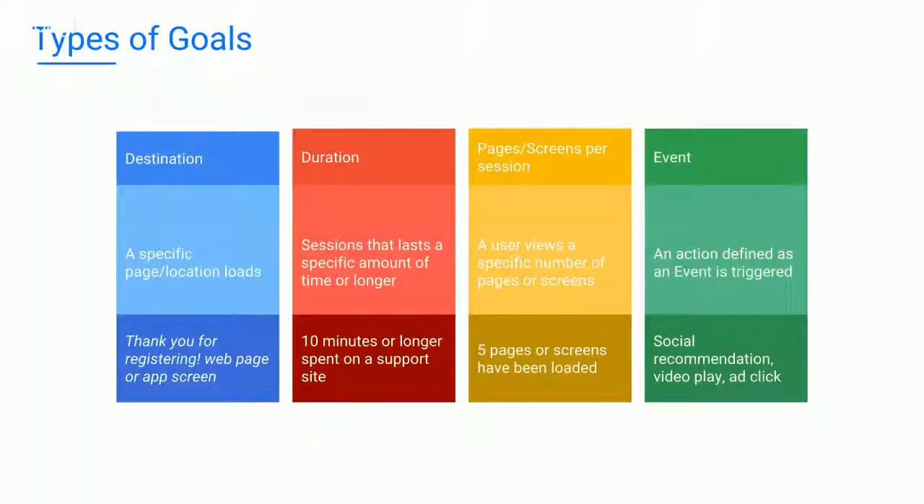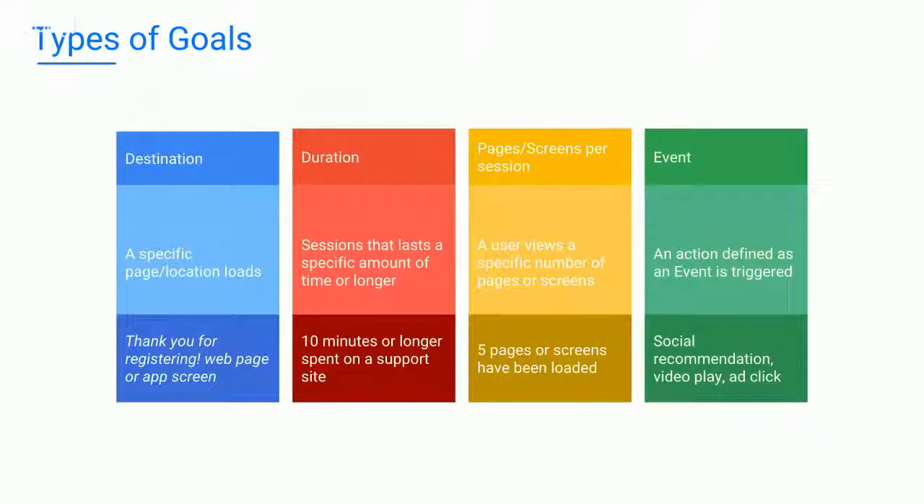So within analytics, there are 4 primary types of goals that we can have set up. Your first goal here, probably the most traditional one and probably the one that you are most familiar with, is going to be a destination goal. A destination goal is going to be when a user visits a specific page on your website.